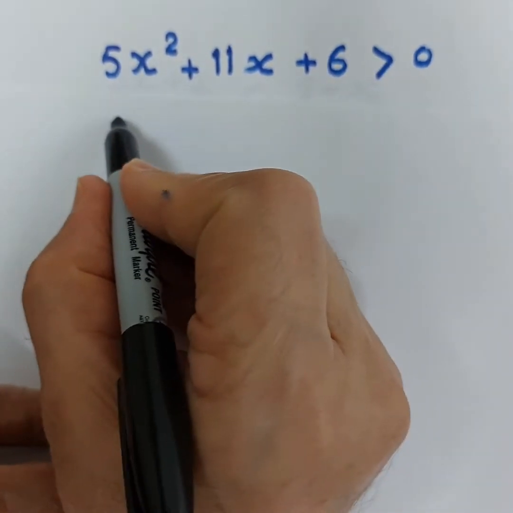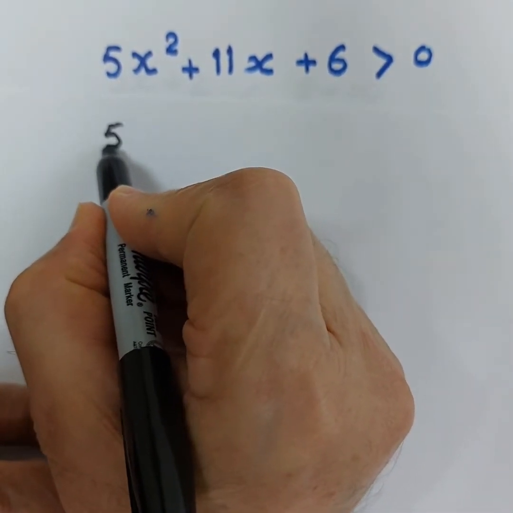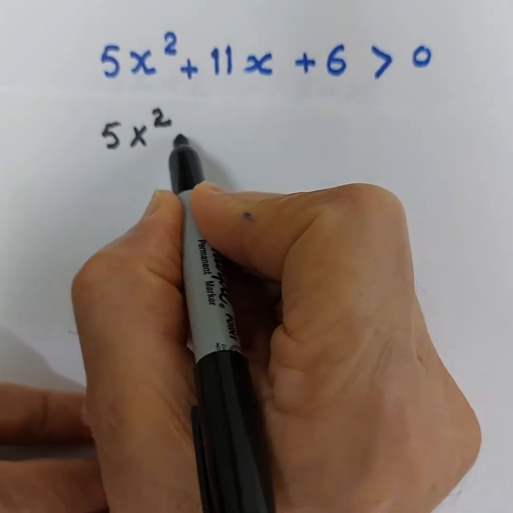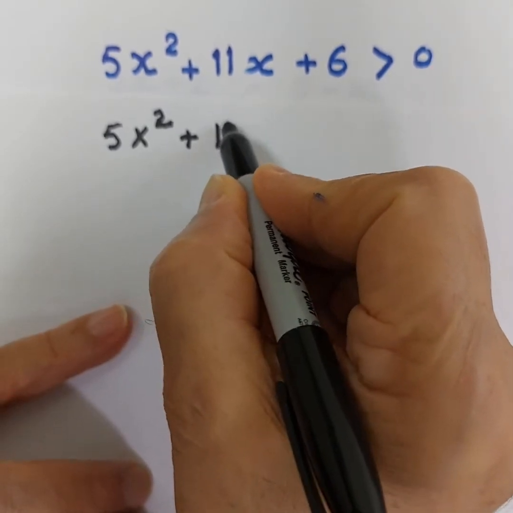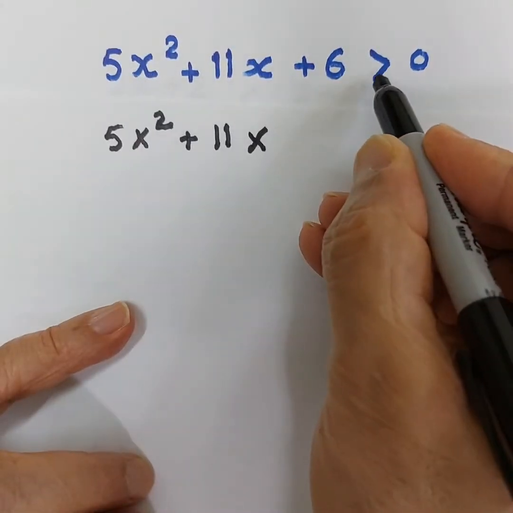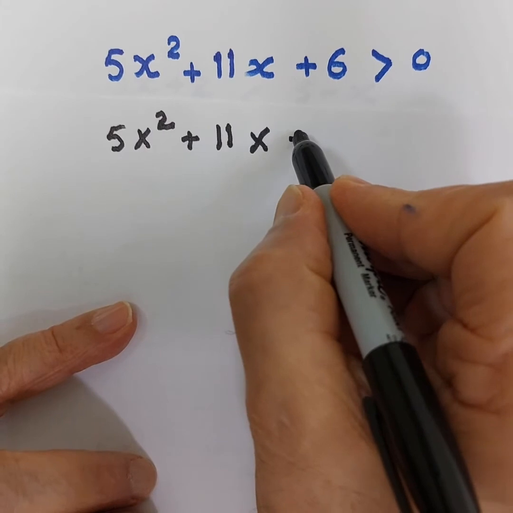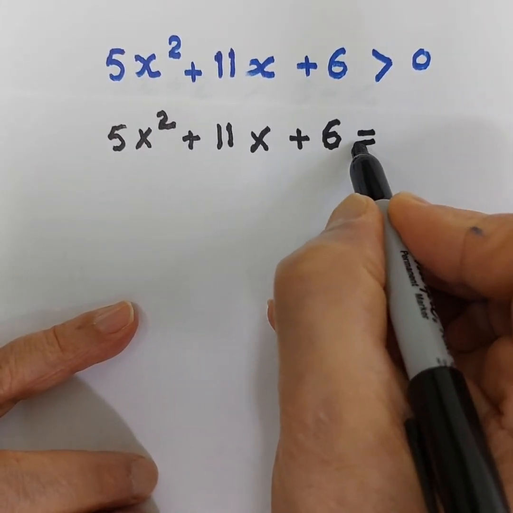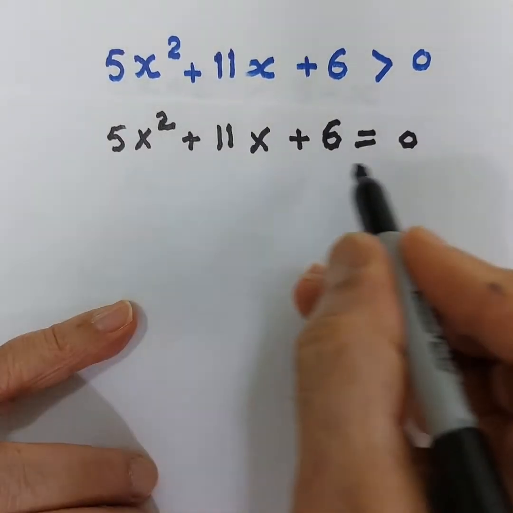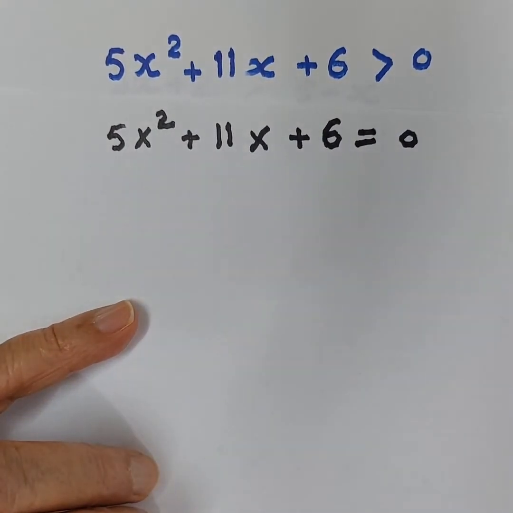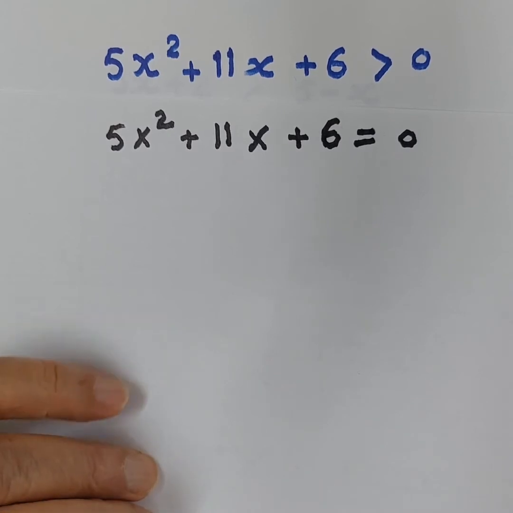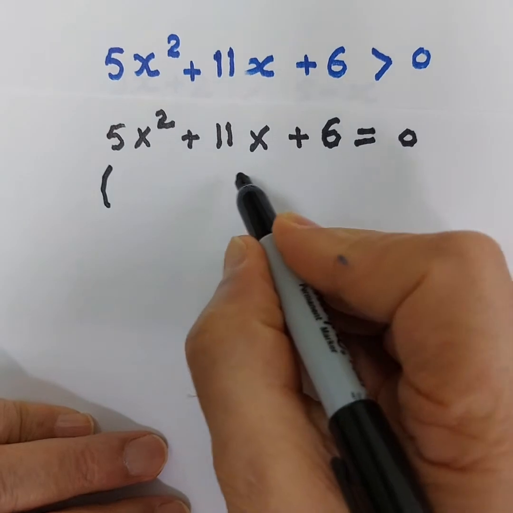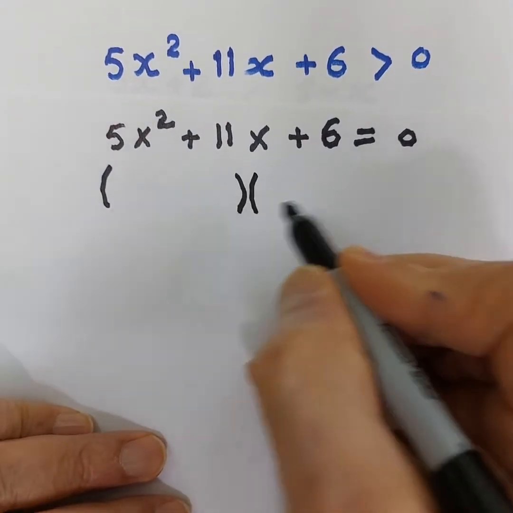First, let us consider the equation which is the same shape as the inequality, but as it is an equation, that means instead of the sign of inequality, we will put the sign of equality. That means equal 0. And we try to solve this equation. We can solve it any way you know. If you like to try factoring, that's fine.